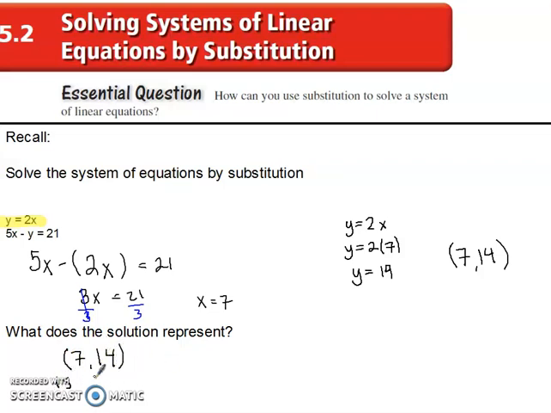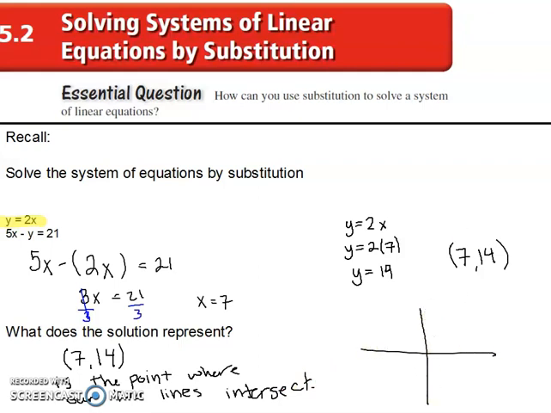So my solution is 7, 14, or the solution, 7, 14, represents the point where our two lines intersect. We, in our first section of chapter 5, discussed solving by graphing. So if I solve this equation by graphing, I might have a graph that looks like this, and another graph that maybe looks like this. And we are looking for the point where those two lines intersect, which would be at the point 7, 14.